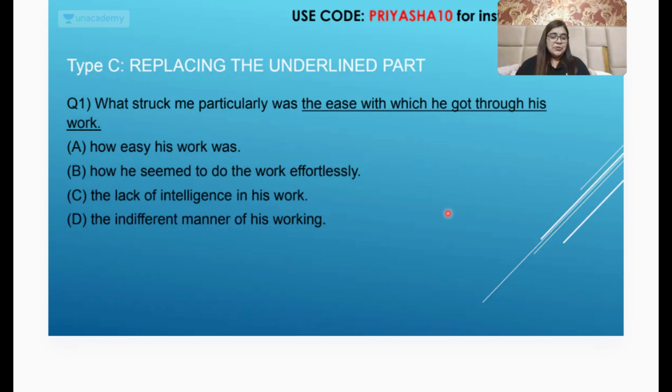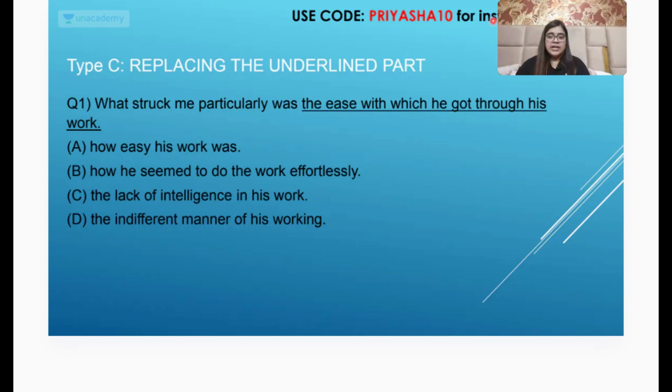Okay, fine. So, what struck me particularly was the ease with which he got through his work. This is not wrong, let me tell you. You just need to rephrase it with something correct. Now, the thing you need to notice here is the ease with which.